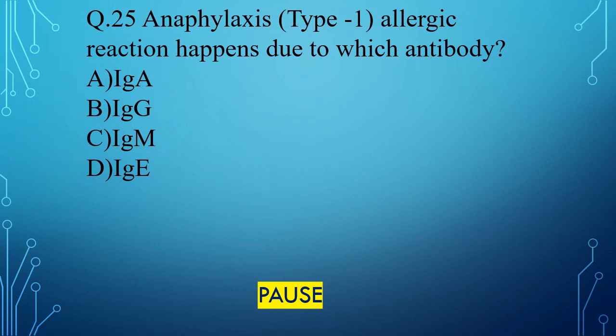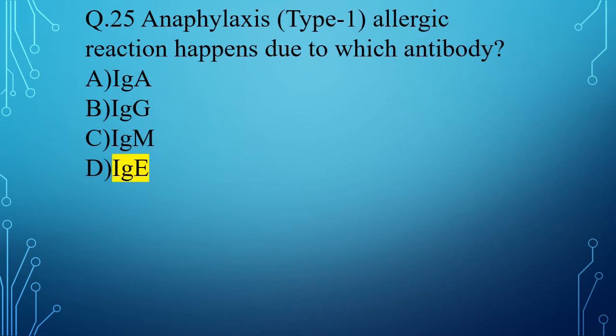Question 25. Anaphylaxis, that means type 1 allergic reaction, happens due to which antibody? Options are A IgA, option B IgG, option C IgM, and option D IgE. And the right answer is IgE.